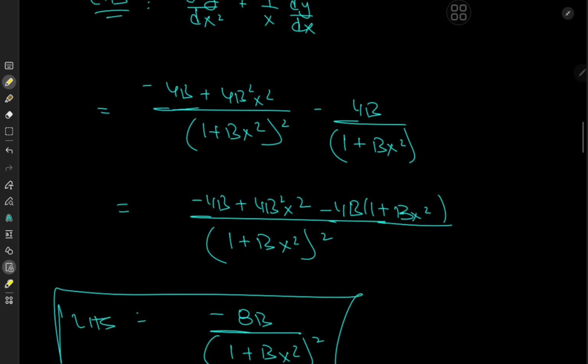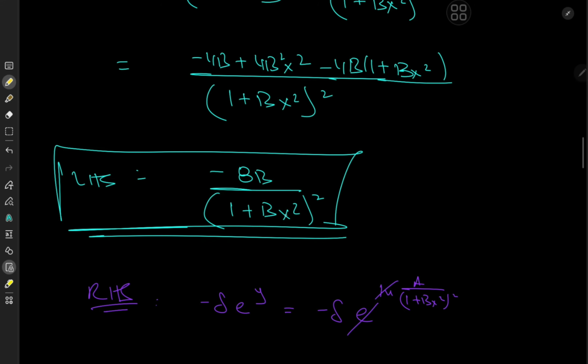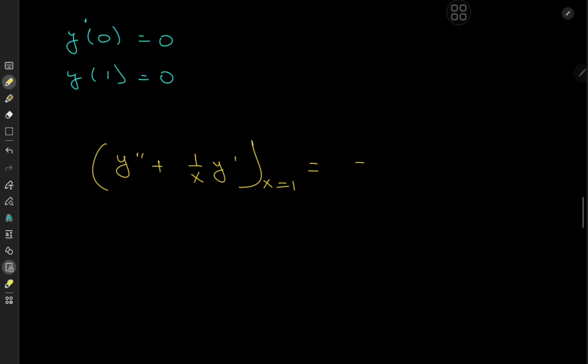Well, let me just look at the left-hand side. All I have to do is plug in x equal to 1, and I'm left with negative 8b over all of that junk. So we have negative 8b. Terribly sorry about that. Writing 8 has always been a struggle for me. So negative 8b over 1 plus b squared, and this would be equal to the right-hand side evaluated at x equal to 1, which is negative delta e to the y. And y at 1 is equal to 0, so that means this thing is equal to negative delta.